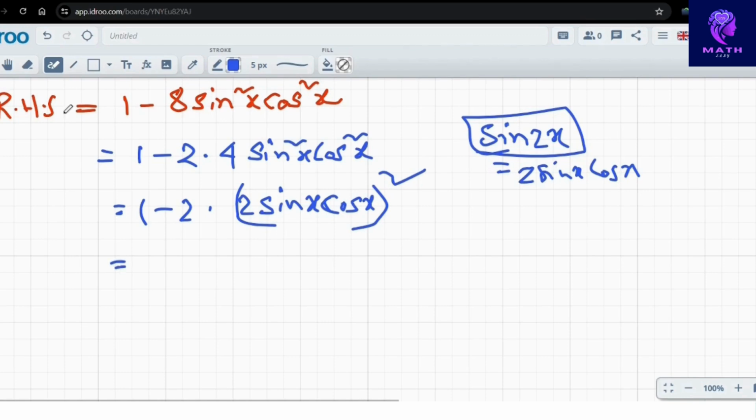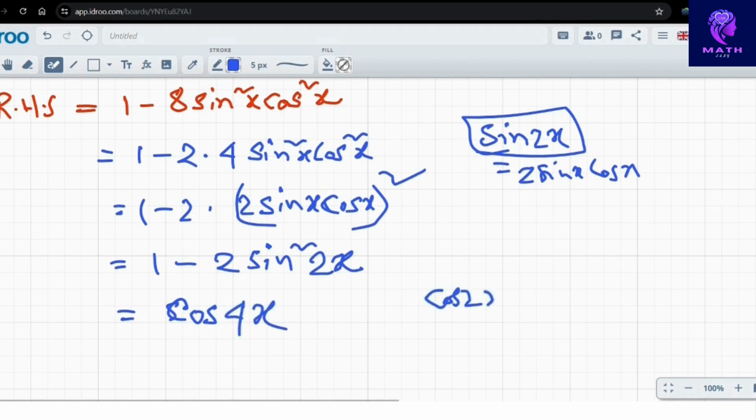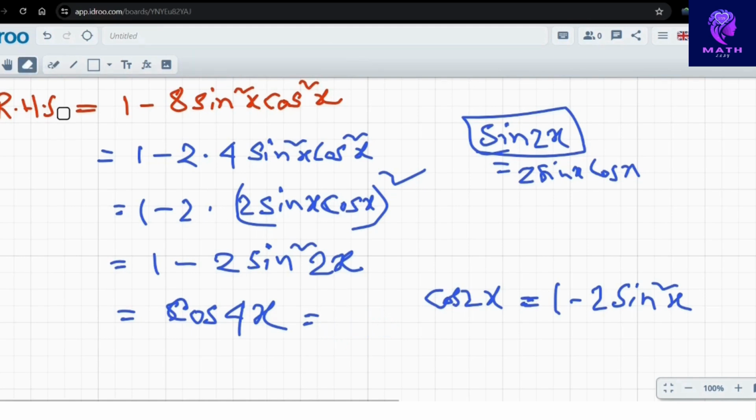So that would become then 1 minus 2 sine square 2x, right? You can just check with the previous thing, that is just the backward process of the previous one. So now that is actually 1 minus 2 sine square 2x. That means that would become directly cosine 4x. Why? Because cosine 2x, we can write as 1 minus 2 sine square x. So that is the right hand side. Sorry, that is the left hand side. So that is the way from right hand side to left hand side.